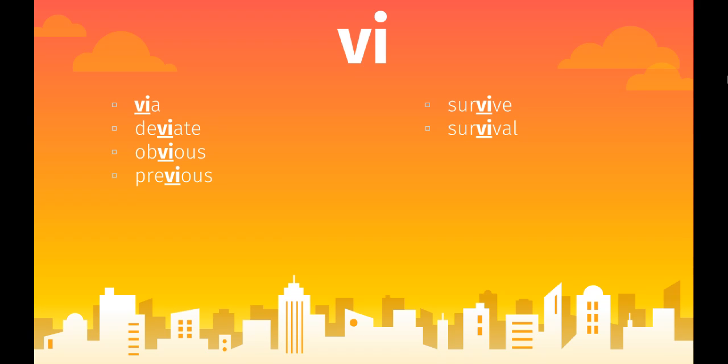Via. Okay. You know where your roots will be listed during your test. So for deviate, break it down. D-V-8. Obvious is kind of hard because there's a B in there that's not super obvious. So I would think of it as ob, V, and then us. Remember, us is O-U-S. Just like in previous, I'd break it down. Pre, V, us.